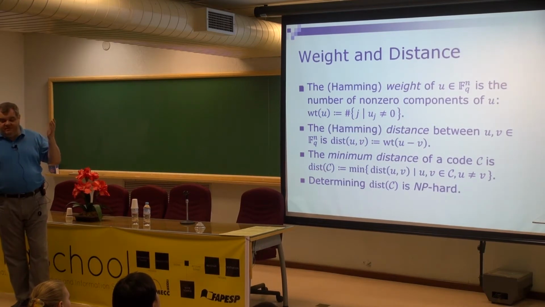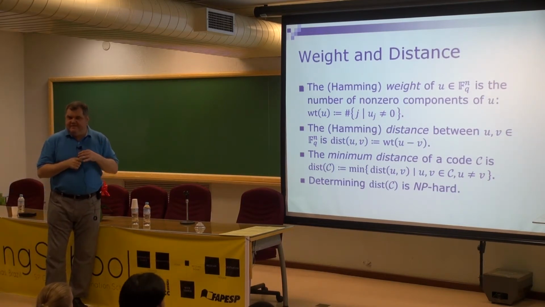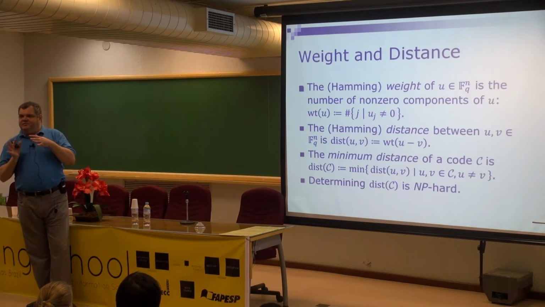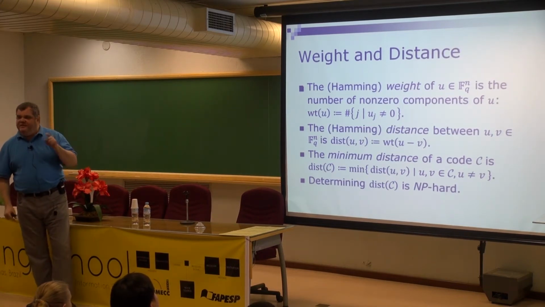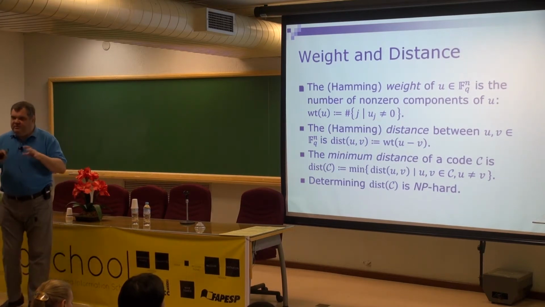So if I don't say anything else, when I mention the weight or the distance between vectors, I will refer to the Hamming distance, although there are some very recent works on code-based cryptography that use different notions of distance. But for our purposes, this is an introduction to code-based cryptography. The notion we will use is the Hamming notion.